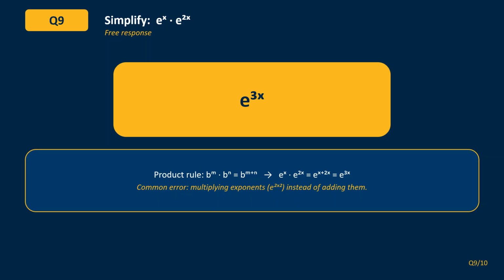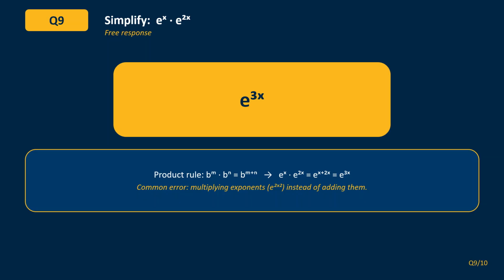The product rule is one of the most frequently invoked identities in exponential algebra, and fluency with it is essential for simplifying expressions that arise in calculus, differential equations, and machine learning gradient computations. A common error is to multiply the exponents rather than add them, computing e to the 2x squared instead of e to the 3x. This confusion arises from conflating the product rule with the power rule.